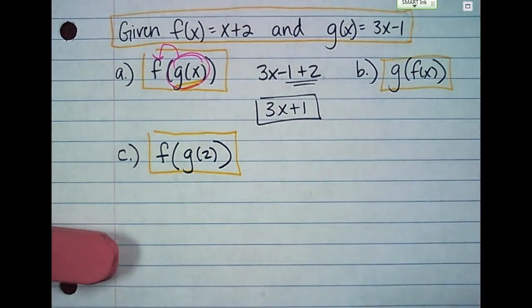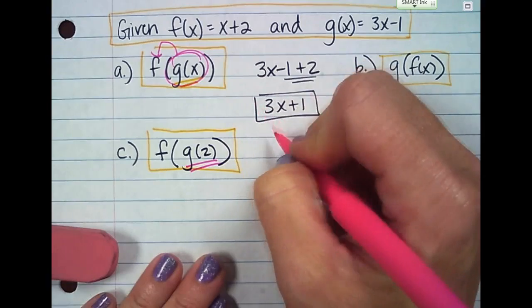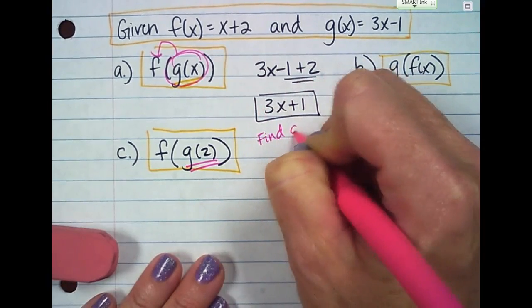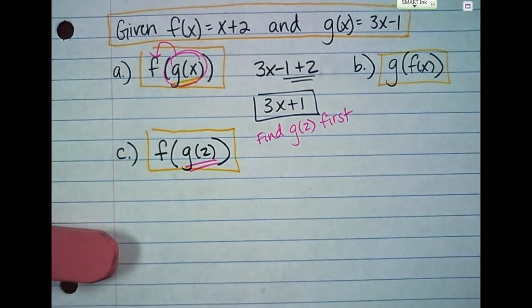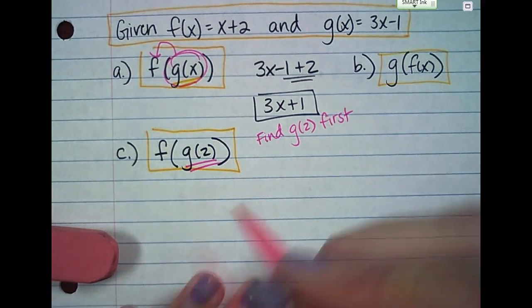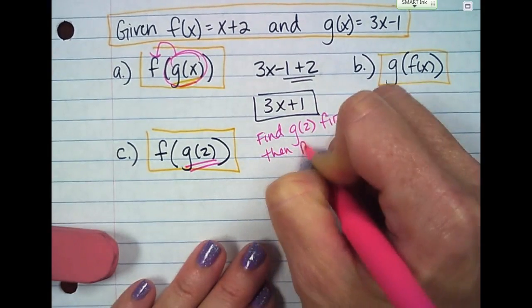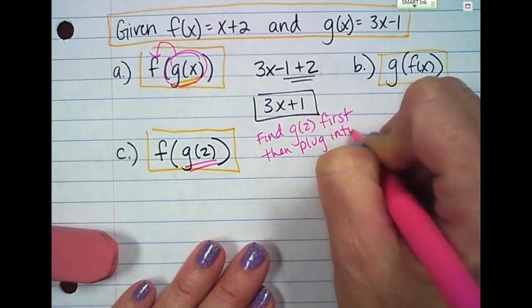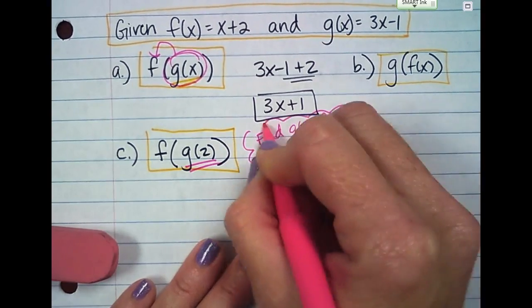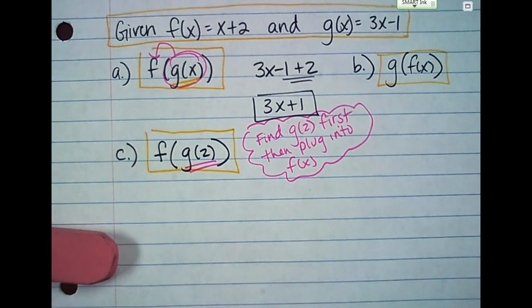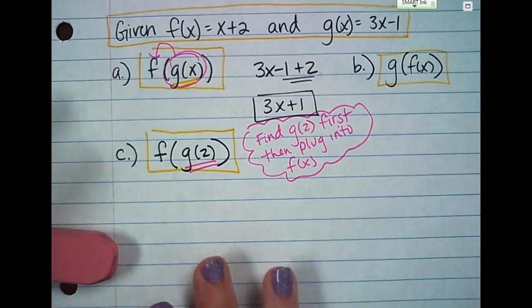The first step, okay, you can write this down if you want. You're going to find g of 2 first. This is kind of like a two-step problem. Get the value. Then plug into f of x. Okay. When you plug in a number, you usually get a number out. So let's find g of 2 first.